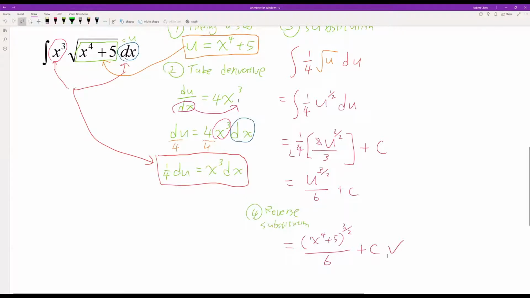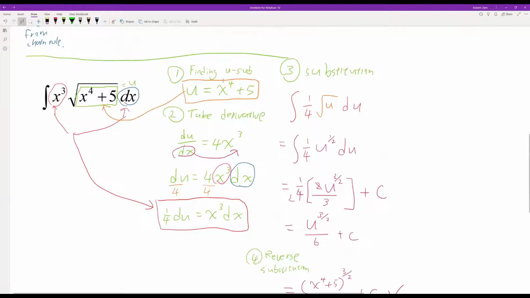Okay. Now, the technique of finding u sub and taking the derivative, the first two steps might take a while to understand, and it might take a while to get used to what we're doing. So definitely take a look at these examples if you need to. Otherwise, let's move on to our next example.